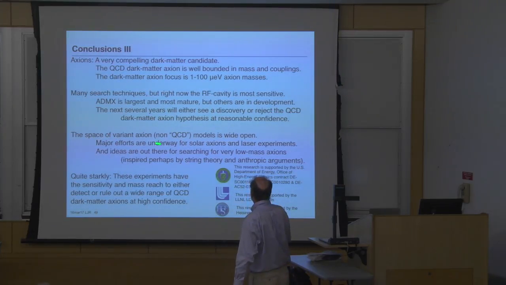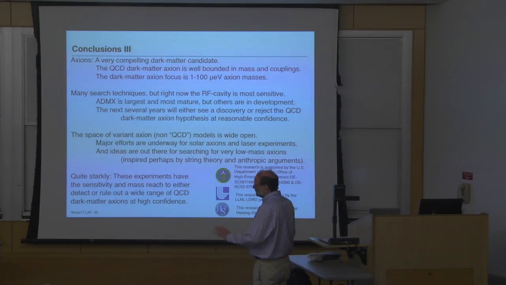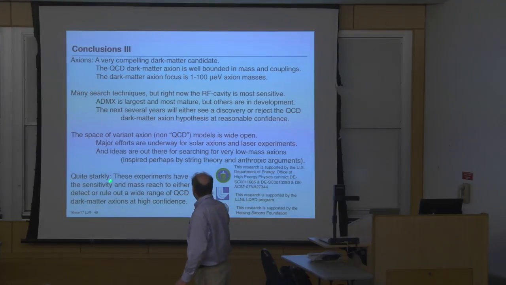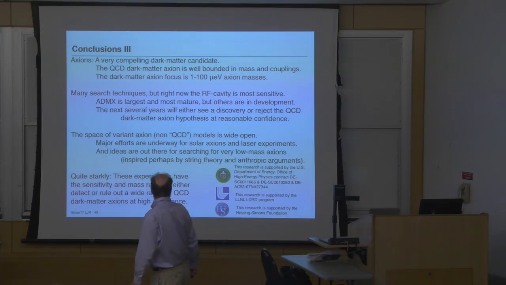So the space is wide open, and I would almost consider the Solitaxion and the laser experiments to be in that category, although they would argue with me. Their ideas are for searching for very low mass axions, enough said. But quite starkly, these experiments have the sensitivity and mass reach to either detect or rule out a wide range of QCD dark matter axions at quite high confidence.